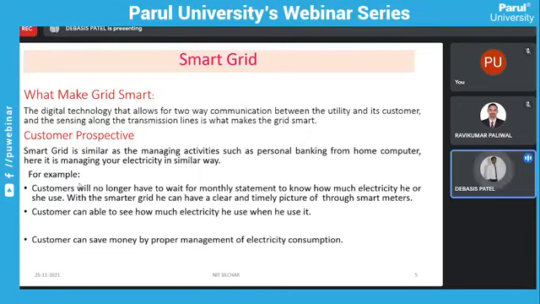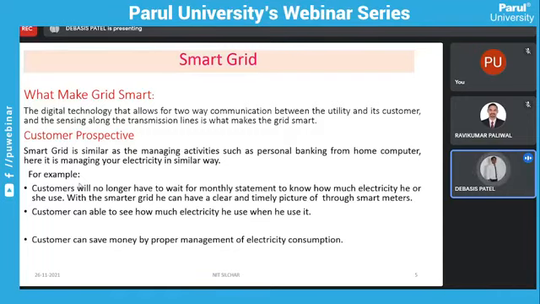So in one word, if you define the smart grid, it is a digital technology which provides two-way communications between utility and customers, and sensing along the transmission line is what makes the grid smart. It also means there is communication between consumers and the utility, which is your control center. Apart from that, in the transmission line we have many sensor devices, so that we can sense their present status or present conditions, right?